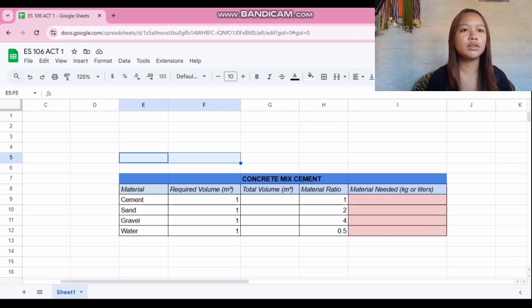Column G, total volume, is where the user inputs the desired total volume of concrete in cubic meters. This input is crucial for determining the overall material.